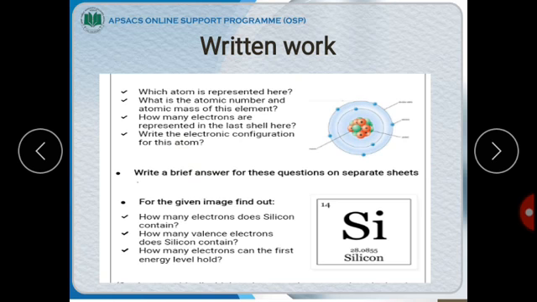For the given image, find out how many electrons silicon contains. The atomic number of silicon is 14. How many valence electrons does silicon contain? How many electrons can the first energy level hold? So this is your 10th week assignment. I hope you will understand today's topic.